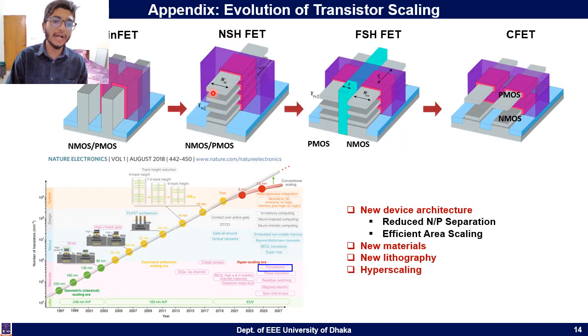So these are the structures. Here are the future FET structures: this is a FinFET, then there is a nanosheet FET, then a forksheet FET, and after that the complementary FET structure is on the top. So I hope to discuss these sophisticated device structures in future videos.